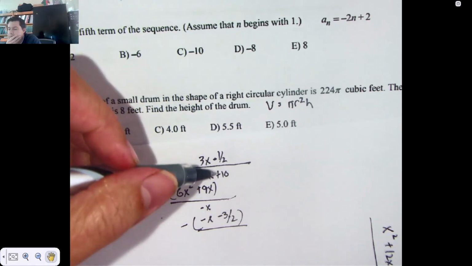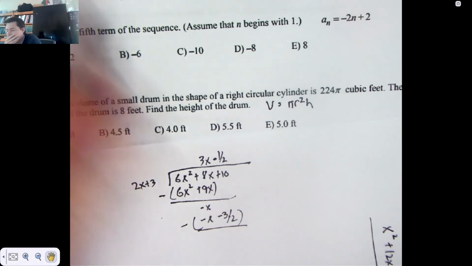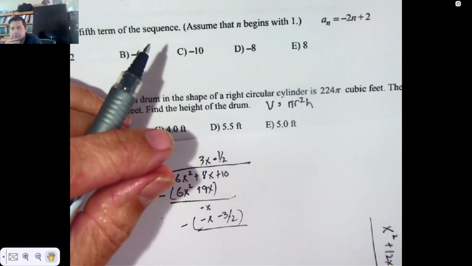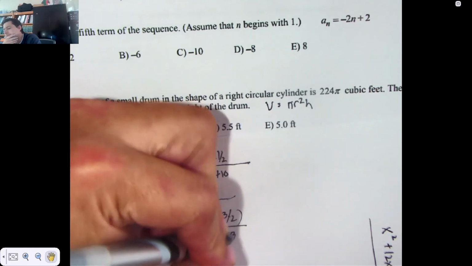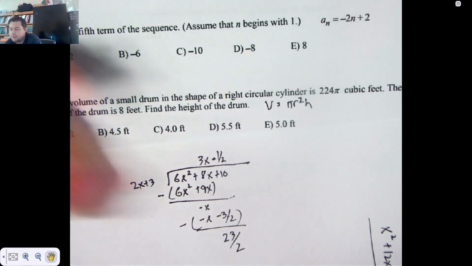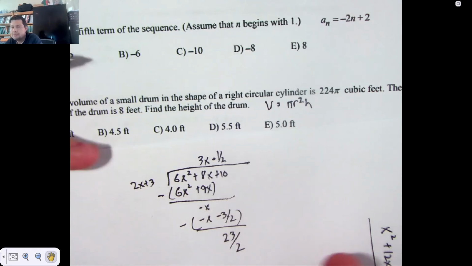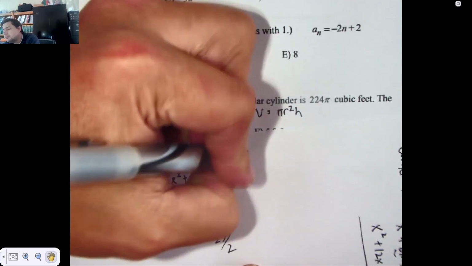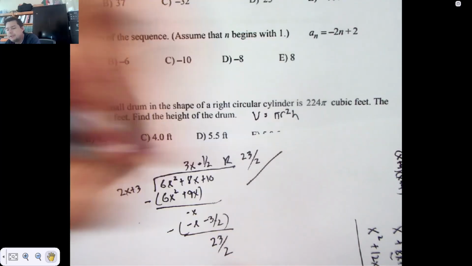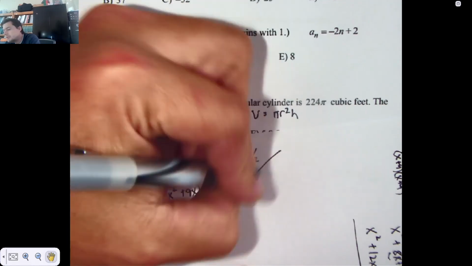When we add down, we'd have 10 plus 3 halves, which is going to be 23 over 2. And this is a stopping point because you don't have an x. You're not going to multiply 2x by anything with a positive exponent to become 23 halves. So we have a remainder of 23 halves of the original divisor, 2x plus 3.